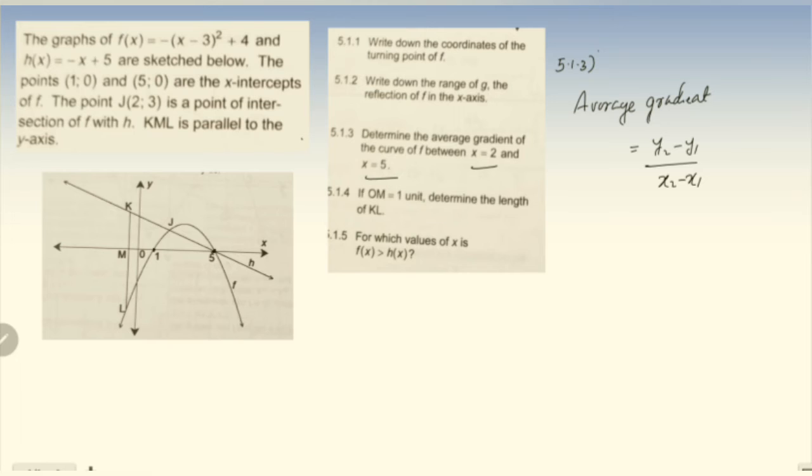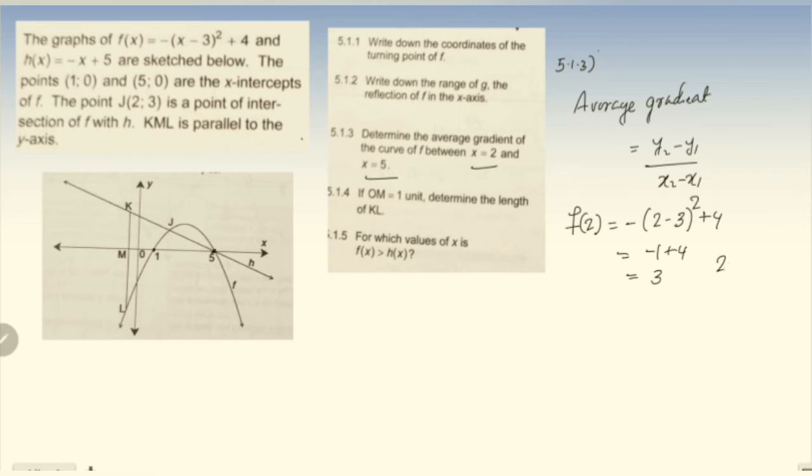Let me take each x value and substitute in the main formula, that is f of 2. Let me find the y value. f of 2 is going to be minus of bracket x becomes 2 minus 3 whole square plus 4. So it's going to be minus 1 plus 4. So the answer is 3.